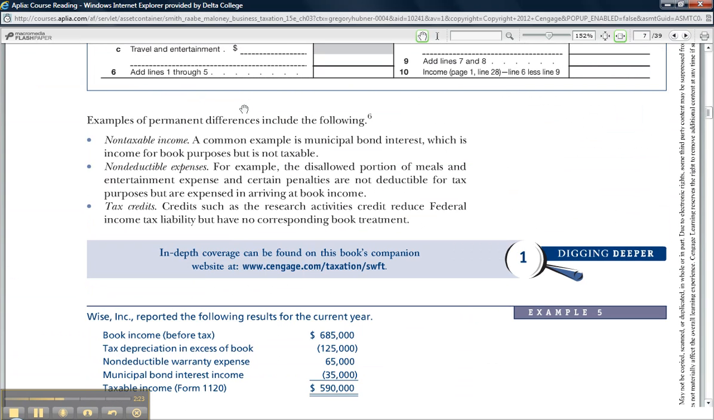Examples of permanent differences are right here. A permanent difference is something where the item is going to show up on an income statement as an expense or income item, but it's never going to show up on the tax return. Or vice versa, it'll show up on the tax return as a taxable item or a deductible item, but it'll never show up in the income statement. All right, here are a few examples there.